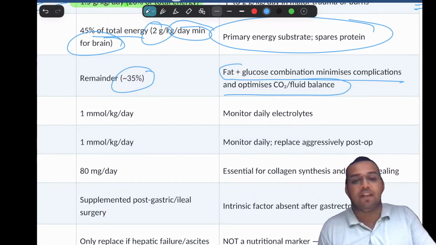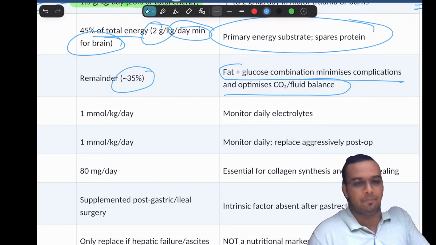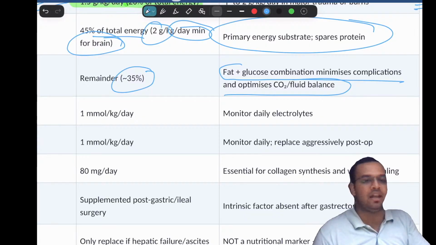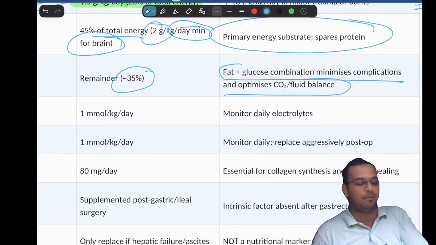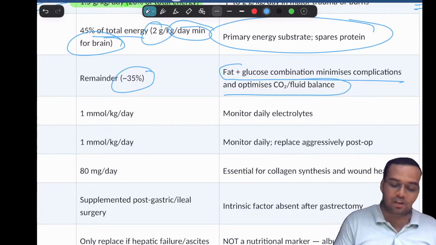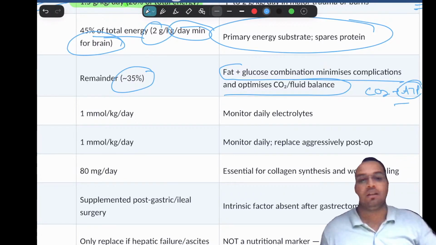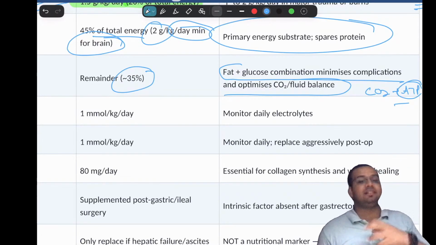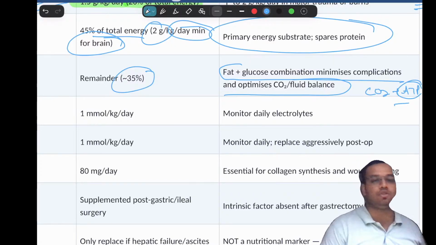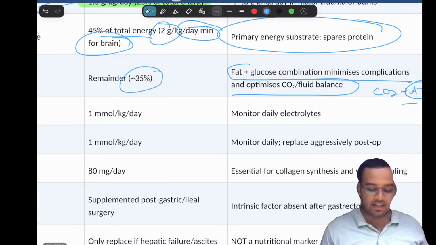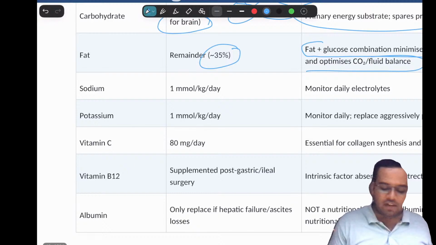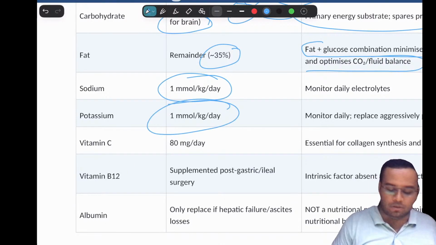You know that whenever the carbohydrate metabolism is going to happen, whenever the lipid metabolism is going to happen, the end substrate after an aerobic metabolism is always going to be CO2. So CO2 is going to be liberated along with ATP, and that CO2 is excreted from your respiratory system. So hence the fat and carbohydrate together in conjugation are going to have the protein sparing effect. Sodium requirement 1 millimole per kg per day, potassium 1 millimole per kg per day.